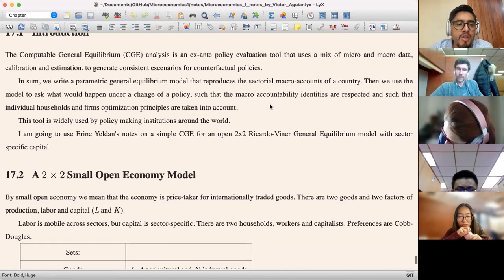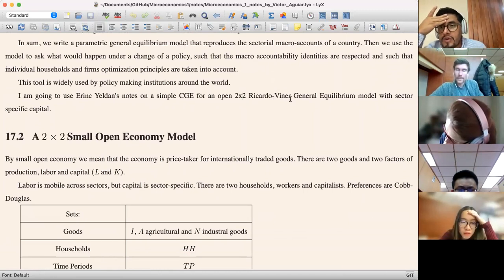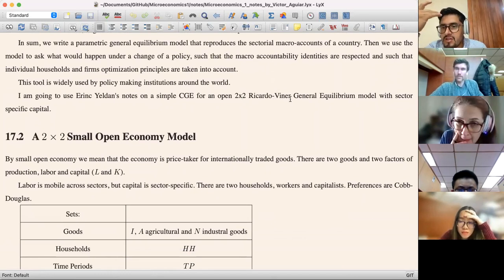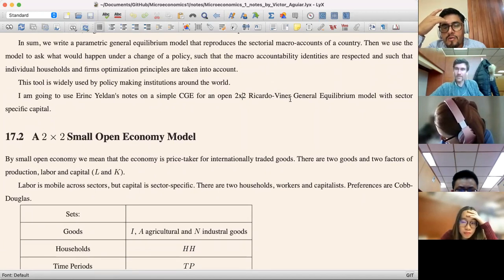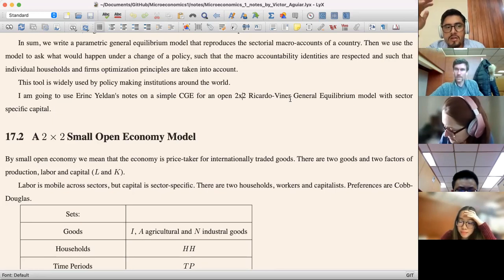So we're going to understand a simple model, a 2x2 Ricardo-Viner general equilibrium model. So this is a trade model. Ricardo, for the people that have studied some econ history, is essentially the second most important economist, if not the most important economist, right after Adam Smith. Right, comparative advantage is thanks to him. And then Viner is another great international trade economist. And then basically, this is a very simple model trying to capture the economic forces that are at play in a 2x2 small open economy model.